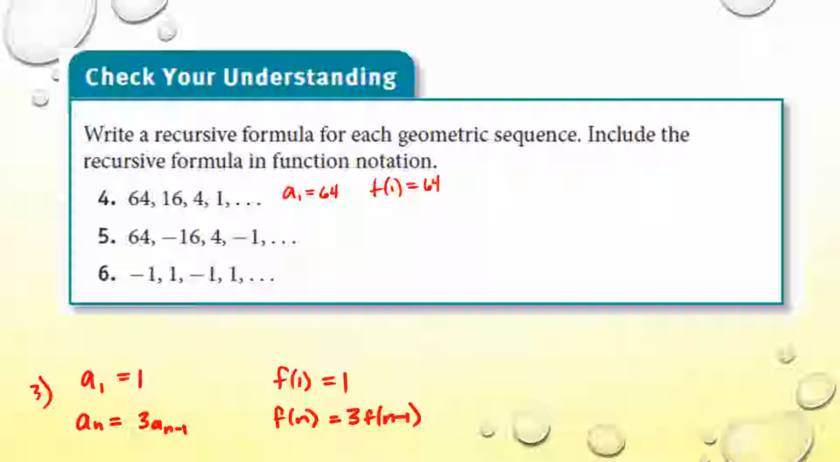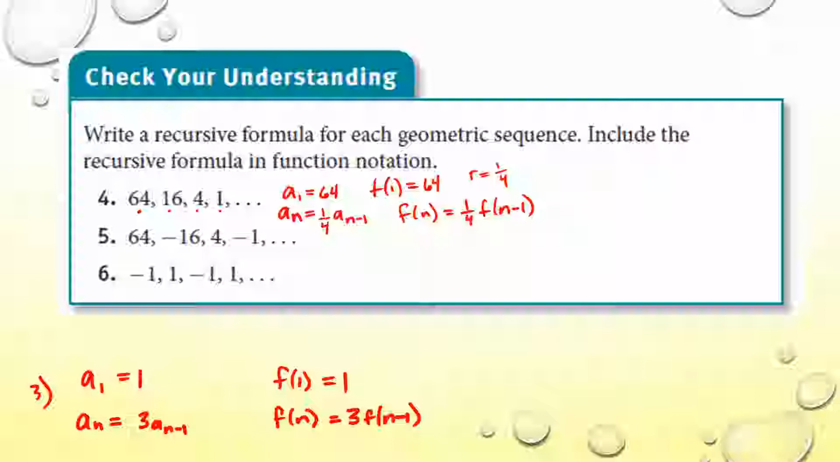So let's see, these are each changing by, it's dividing by 4, dividing by 4, dividing by 4. So we have to multiply by 1/4. So the ratio is 1/4. Just telling myself that. So a sub n, the nth term in the sequence, I would have to do 1/4 times a sub the number before the one I'm looking for. And f of n would have to be 1/4 times f of the one before the term I'm looking for.